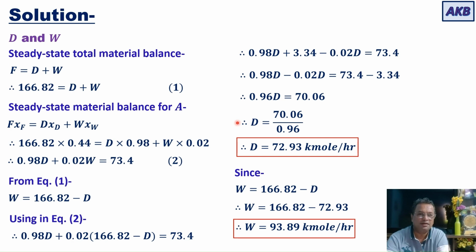What is D? Molar flow rate of the top product or the overhead product or the distillate. And W, what is W? The molar flow rate of the bottom product.